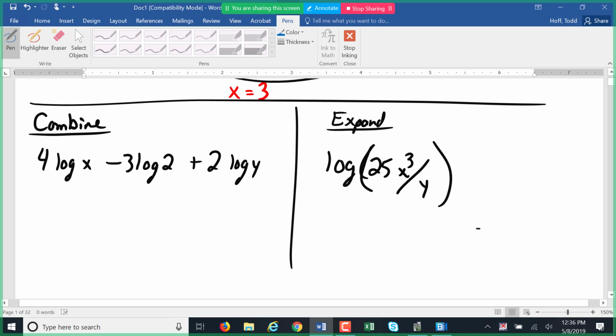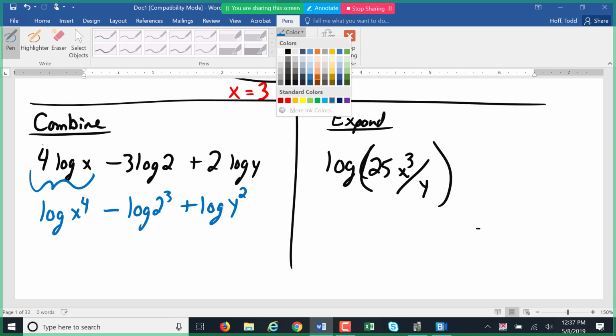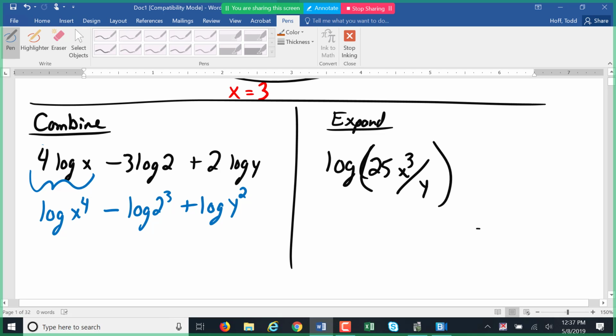So for the first one, combine. First thing I'm going to do with each of them is combine the number in front with the log. 4 times the log of x is equivalent to the log of x to the fourth. Minus 3 times log of 2 is equivalent to the log of 2 to the third. Plus 2 times log of y is equivalent to log y squared. We know 2 to the third is just 8, so that's really log 8.